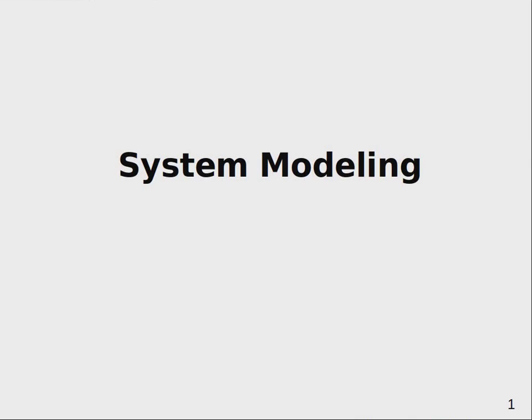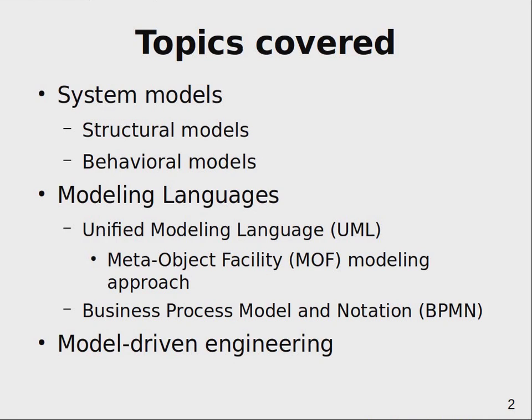And the topic for today in theory is called system modeling. I will try to explain different kinds of models of a system. And then I will say the most important things about two different modeling languages, Unified Modeling Language or UML in short, and Business Process Model Notation or BPMN in short, and a little bit about an approach which is used in software development and which is called model-driven engineering.